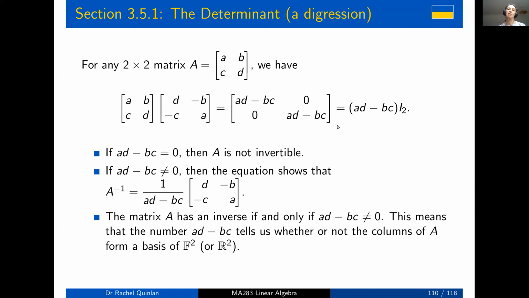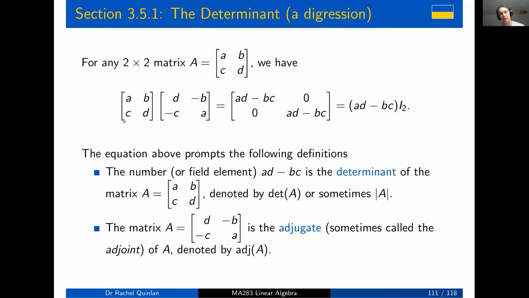So we're going to look at the 3 by 3 case, but also within that, we're going to define the concept of the determinant for general matrices. Just a bit of terminology and lingo that goes with all of this. So the equation here that's satisfied for every 2 by 2 matrix prompts some definitions.